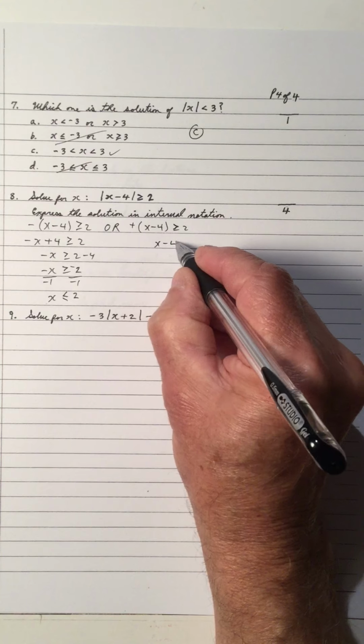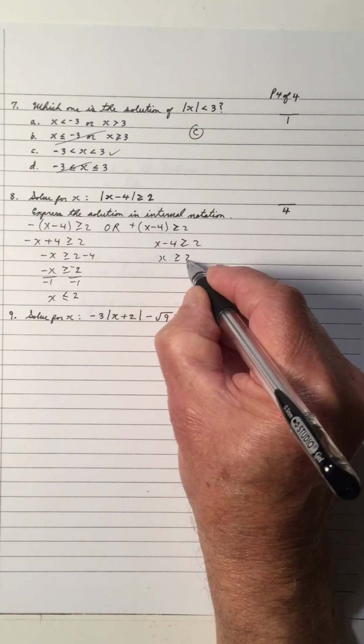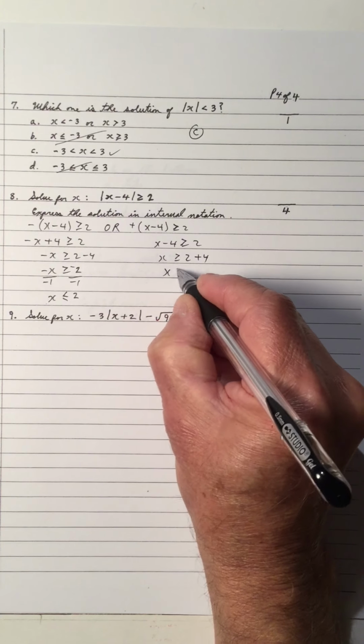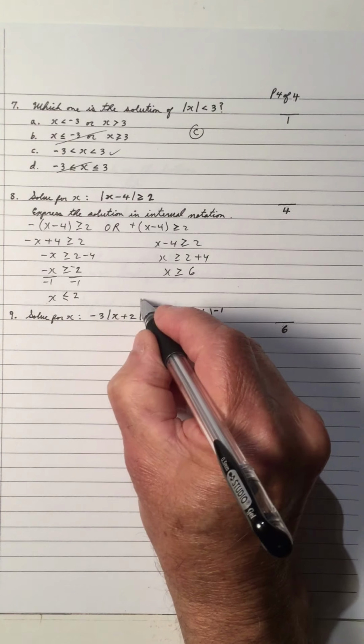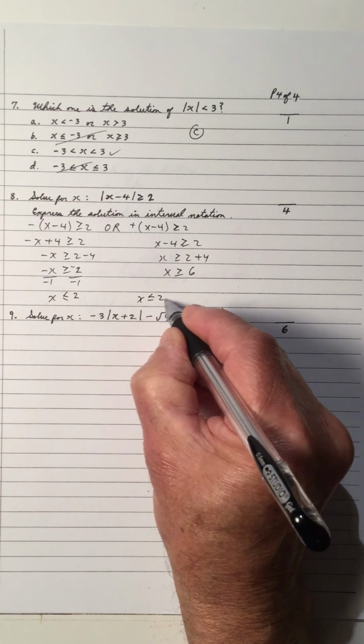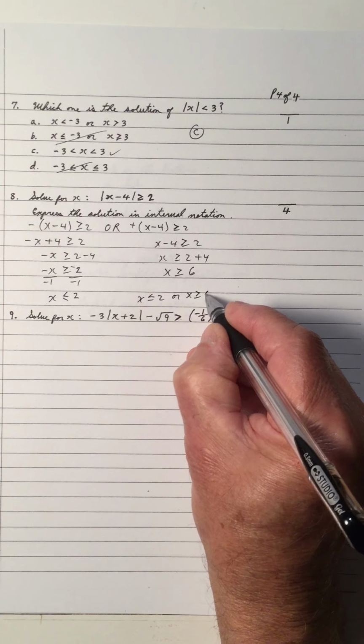And x minus 4 is greater than or equal to 2. X is greater than or equal to 2 plus 4. X is greater than or equal to 6. So the solution: x is less than or equal to 2, or x is greater than or equal to 6.